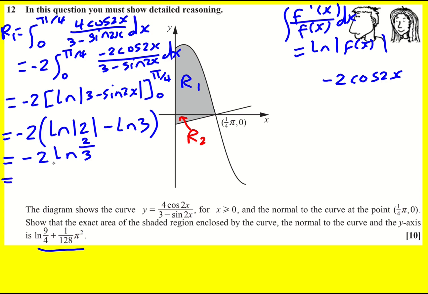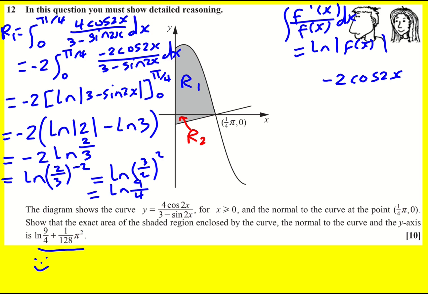And I can actually bring that power up. So it's ln of 2 over 3 to the minus 2. And to deal with this, the minus means you swap it around. So it's going to be ln of 3 over 2 squared, and then we're going to get ln 9 over 4. Okay, and that is a good start because we can already see we've got that term there on the left. So that's got to be correct. And then all I need to now focus on is R2 and getting the term on the right.